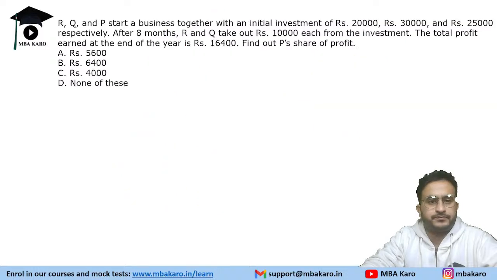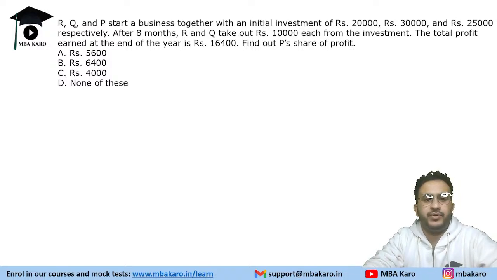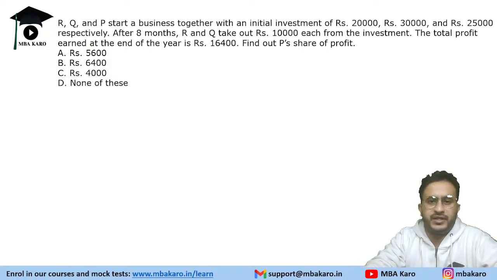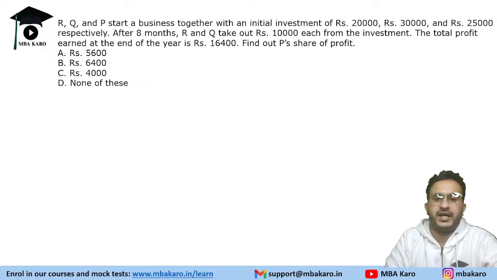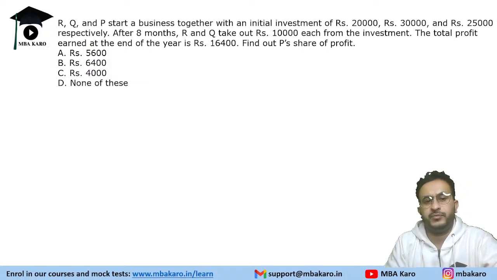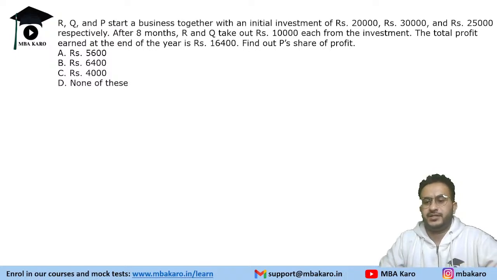All right, so there's a question on partnership. It says that R, Q, and P start a business together with an initial investment of 20,000, 30,000, and 25,000 respectively. After 8 months, R and Q take out 10,000 each from the investment. The total profit at the end of the year is 16,400. Find P's share of profit.